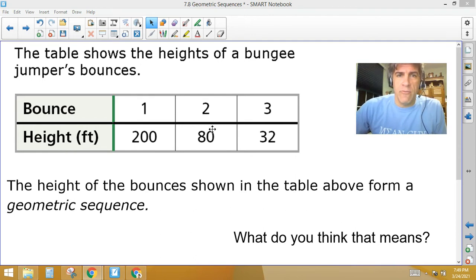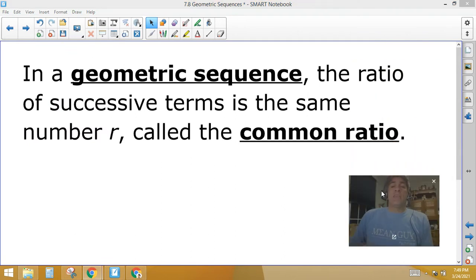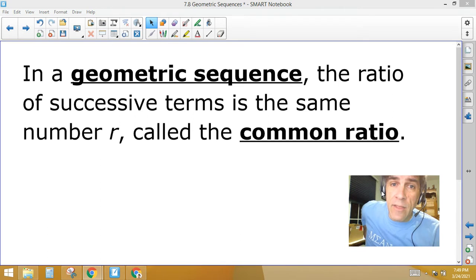All right, well, read the note now. So a geometric sequence, it's where the ratio of the successive terms, meaning the ones before it, is the same number, r. It's called the common ratio. Pretty much a geometric sequence is an exponential function, but the input can only be positive integers. All right, so it's discrete versus continuous.